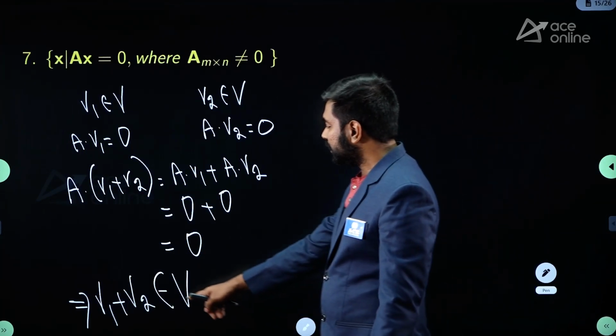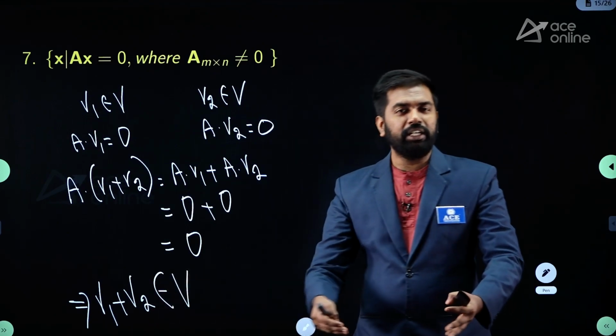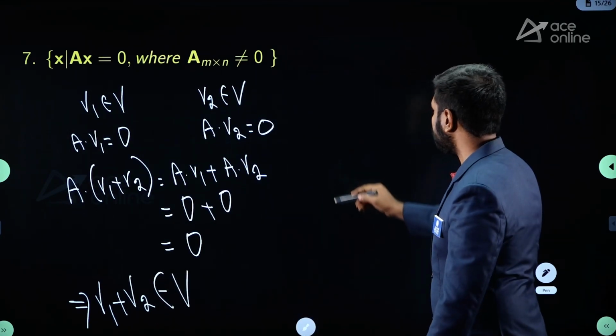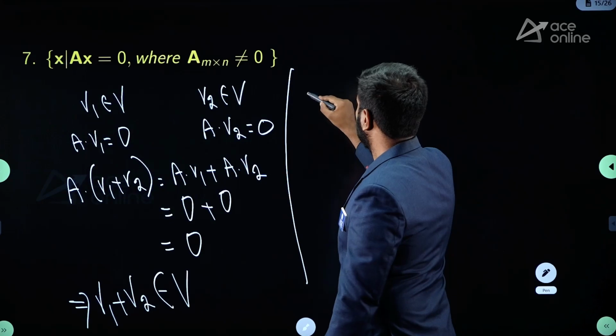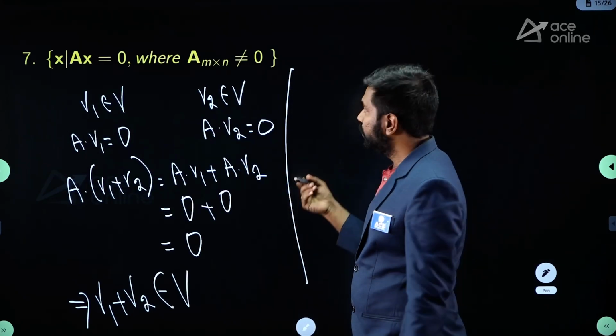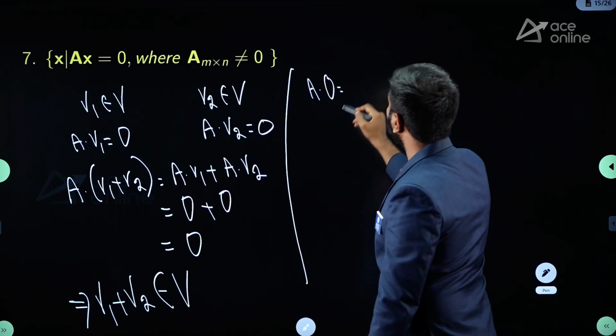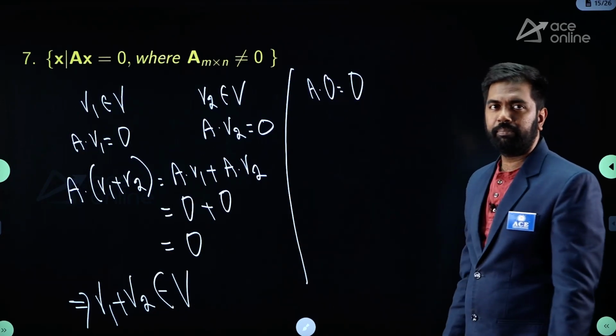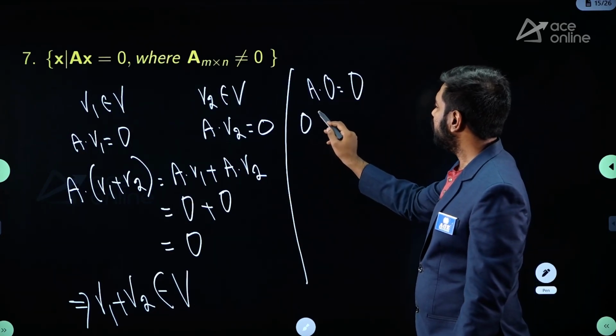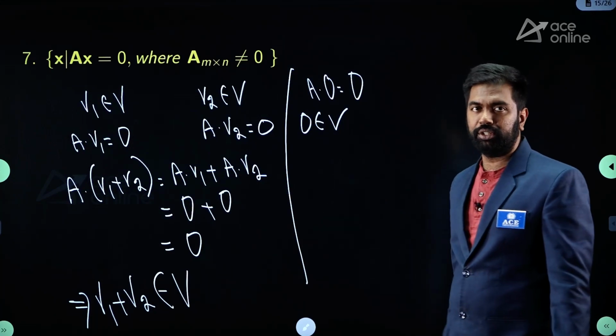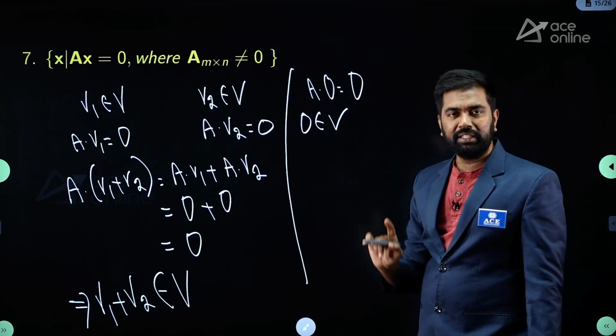Right now this condition is satisfied. Will other conditions also be satisfied? Like, will the 0 vector be a part of this? You can take A into the 0 vector. What is A into the 0 vector? Again the 0 vector. So that means the zero vector is clearly part of our discussion, or the zero vector is a part of the given set.